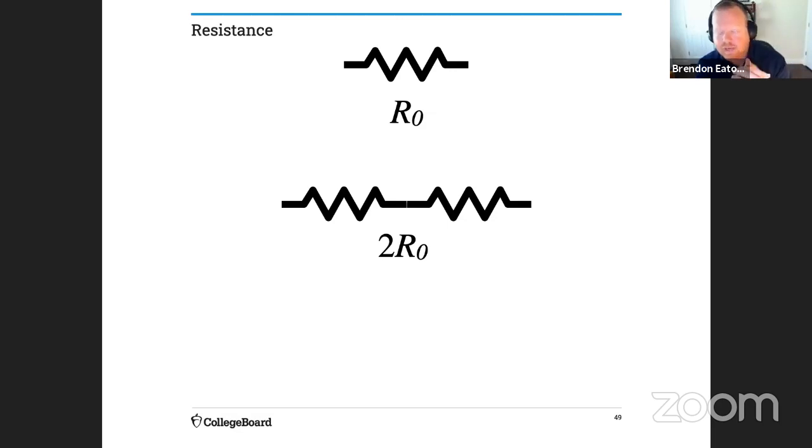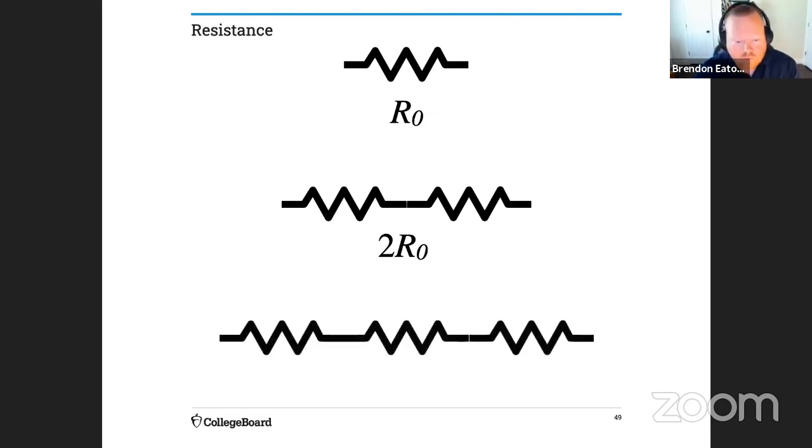Well, what happens if you stack 3 of them together, end to end? And again, this is a series circuit, a series combination of resistors. There's 3 R naughts all in line. And imagine traveling from the left side to the right side. You have to go through 3 of them. So the total resistance in that case is 3 R naught. Just like having to blow through 3 straws in a row.